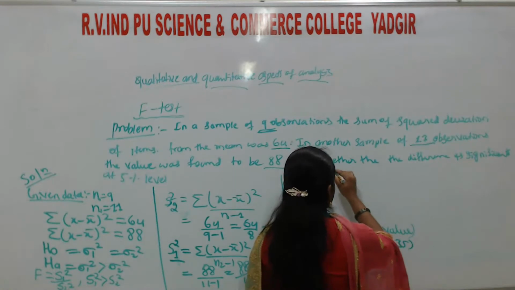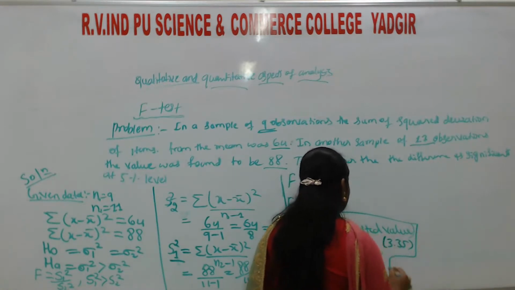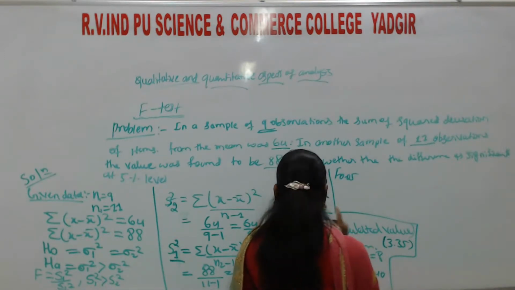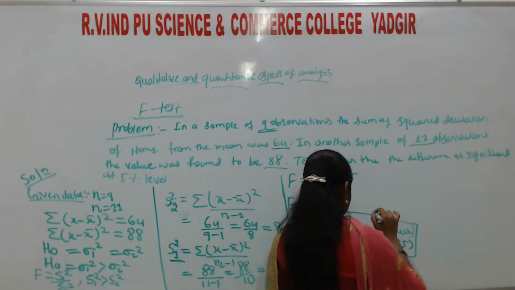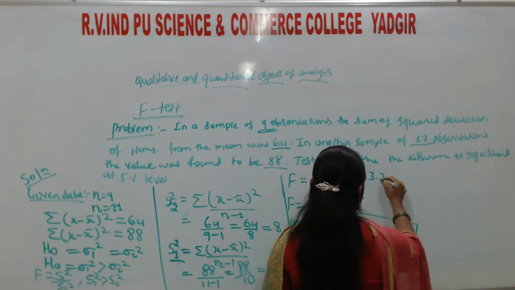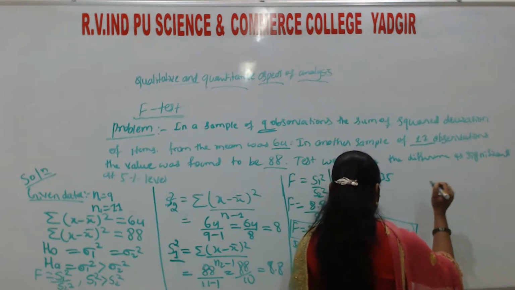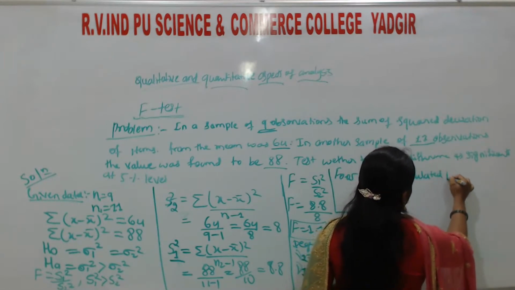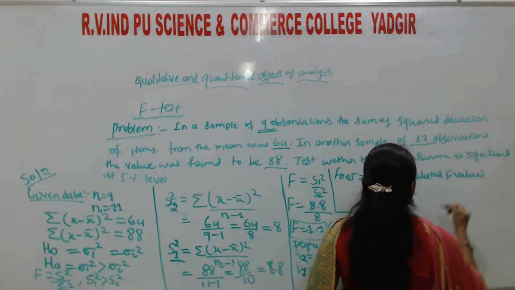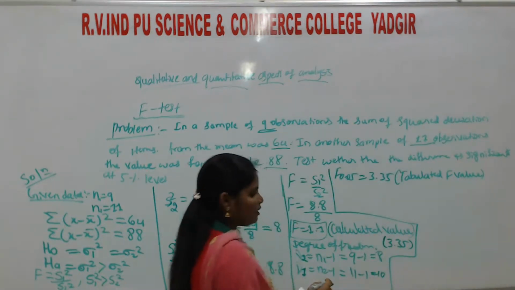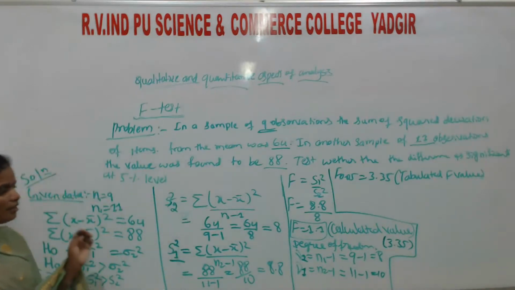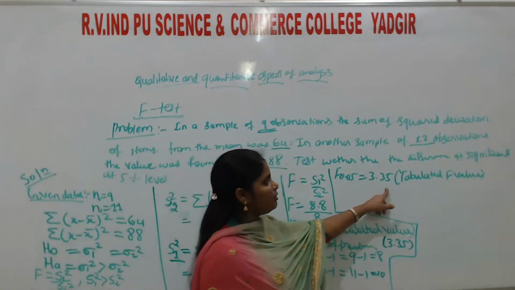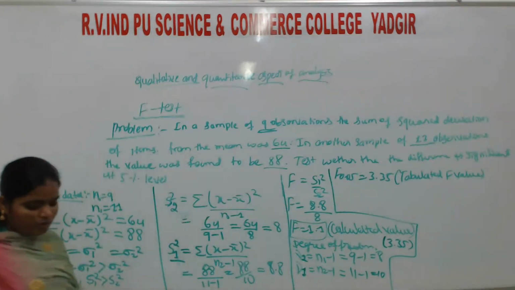F at 0.05, that is 5%, is equal to 3.35, the tabulated F value. And here the calculated F value. Now here the calculated F value is 1.1 and the tabulated F value is 3.35. You know the conditions.